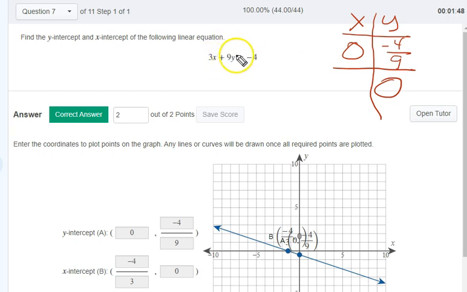Now if Y is 0, we're going to divide both sides by 3. This is a -4/3. And that's what we put in, and the graph forms. Again, the use of this t-chart, I think, is very good. And of course, your skills at solving equations from Chapter 5.